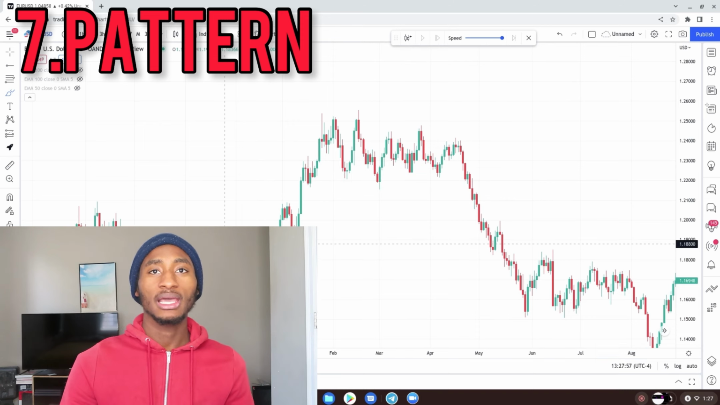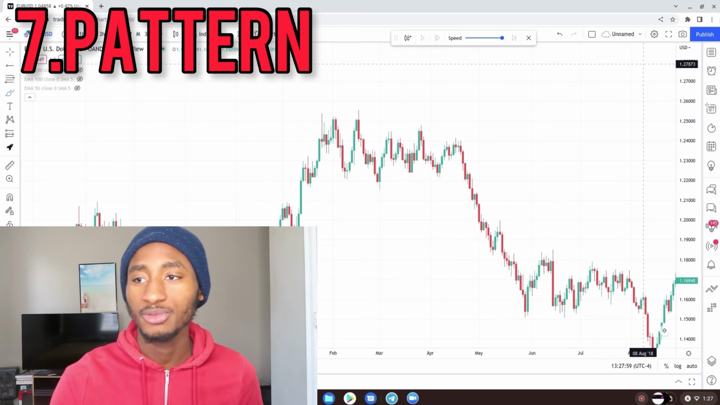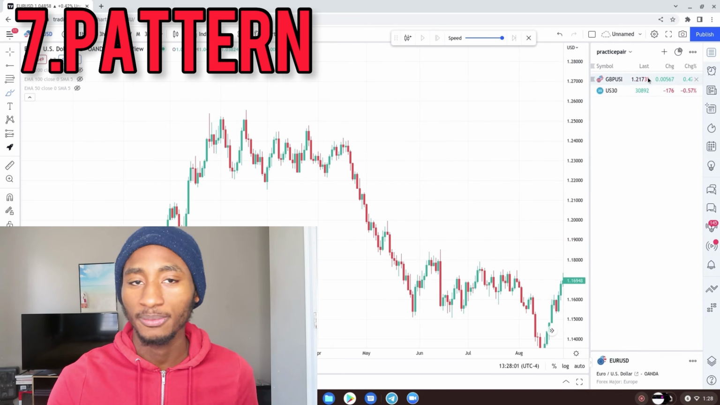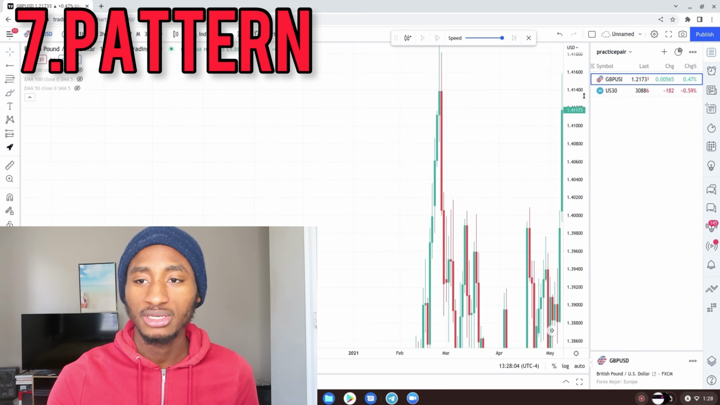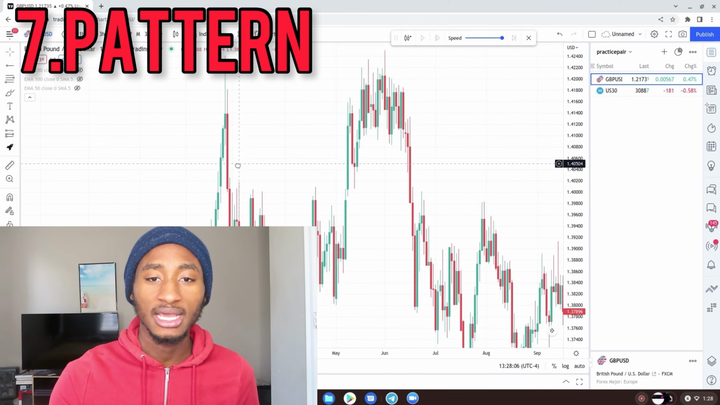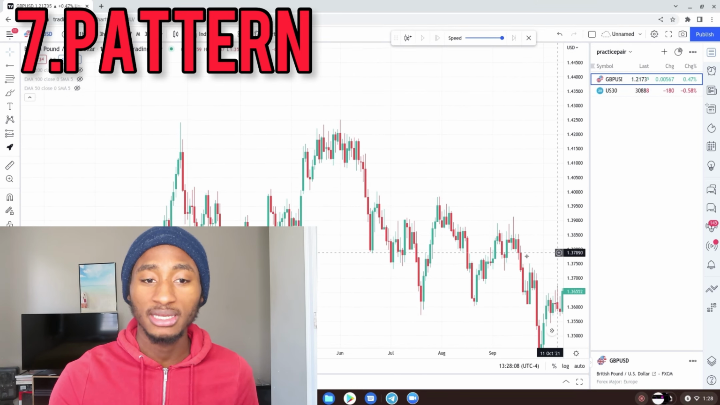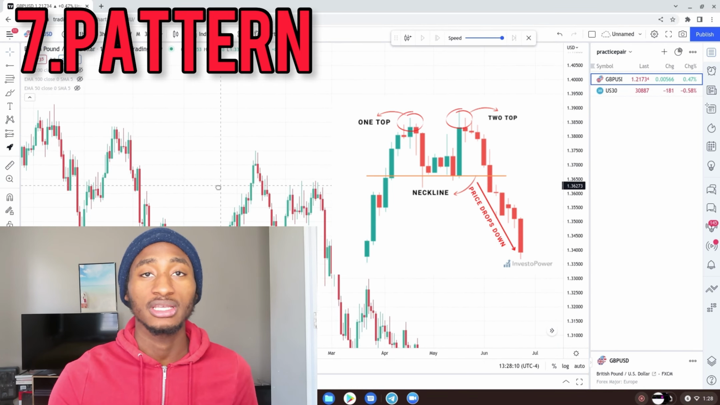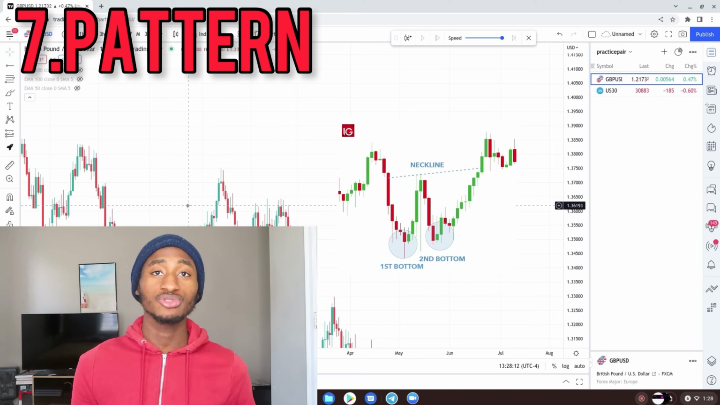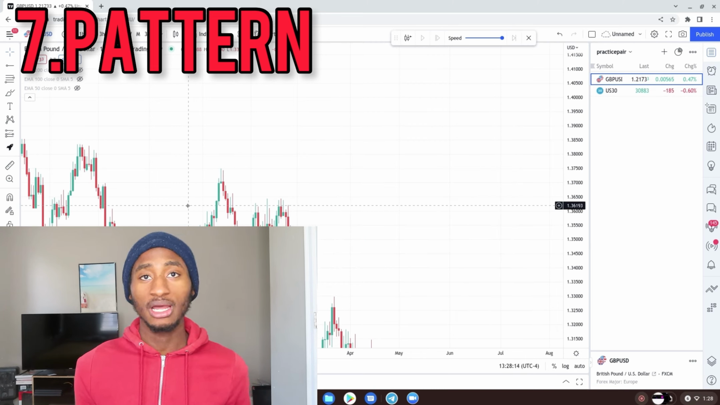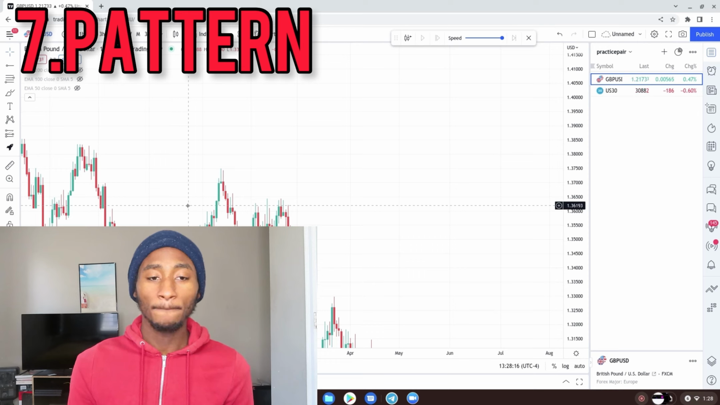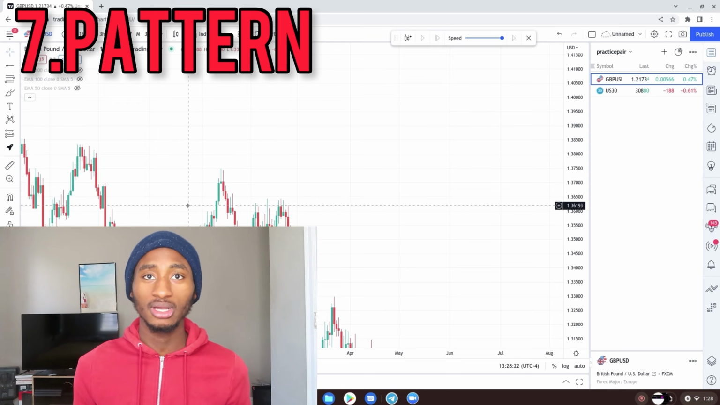For me, I know my patterns. If I'm trading GBPUSD, let's go to the GBPUSD real quick. I know the best pattern I use on GBPUSD is the double top, double bottom, or the double shape, or the M shape. I know all those go together, right? And I know that's the best pattern that works on GBPUSD. I don't use any other pattern.